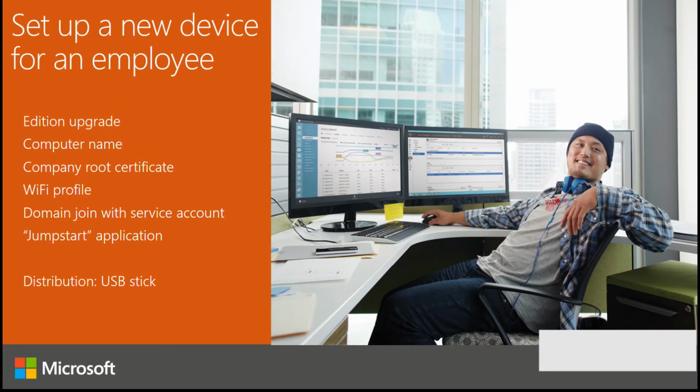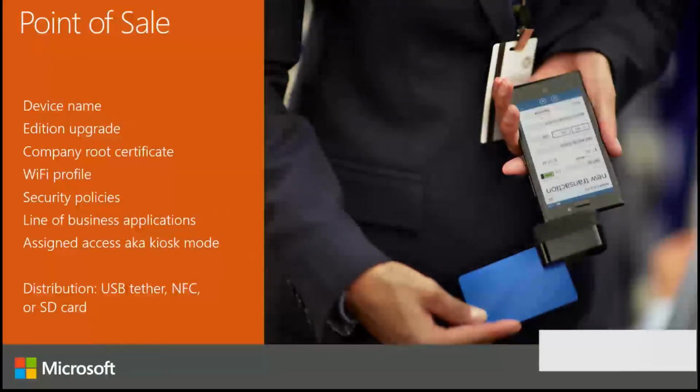So that distribution is via USB stick. Got to do that for some reason. I don't know why. Point of sale devices. We're starting to see mobile devices being used a lot in point of sale. This will allow us to do a device name, edition update, company certificate, Wi-Fi profile, get that device actually set up the way we need it for the point of sale application that we're going to be using, push the line of business applications down to the device that we need to do.